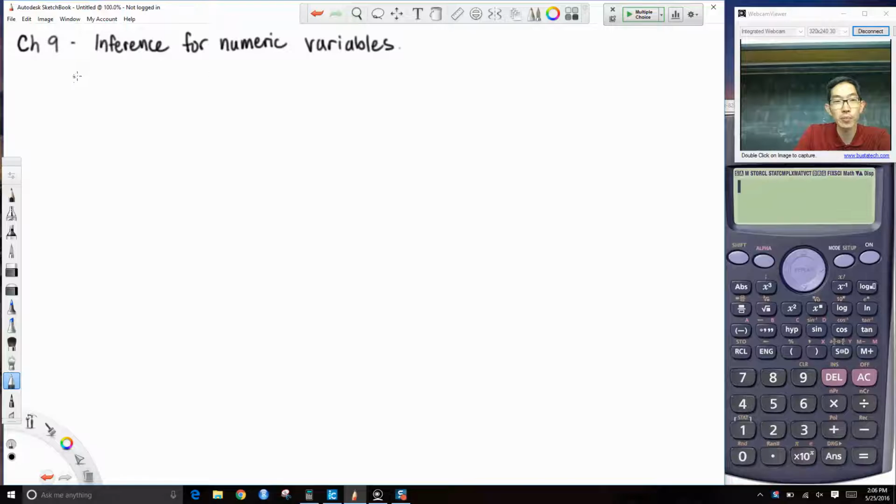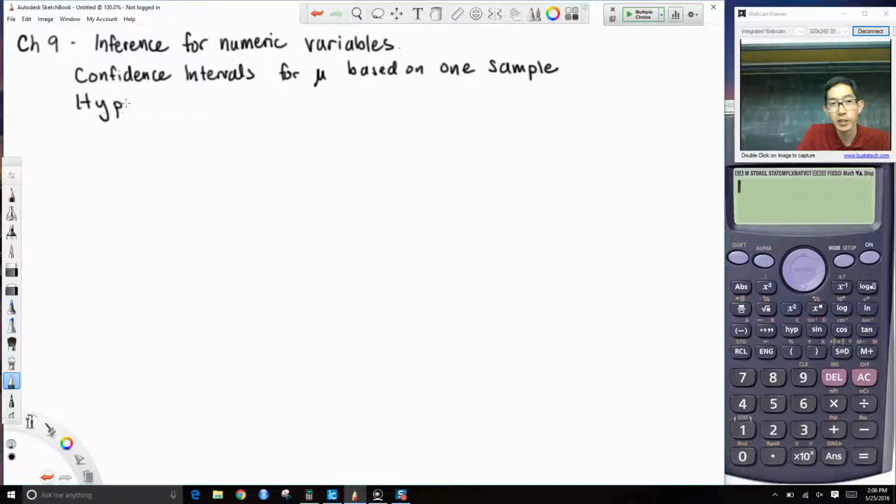As far as inference for numeric variables go, there are kind of 4 topics that we will cover. We have confidence intervals for mu based on one sample. We will also have hypothesis tests for mu based on one sample.